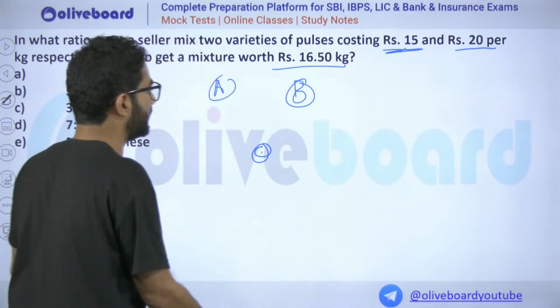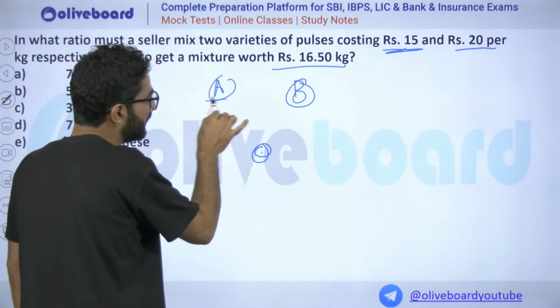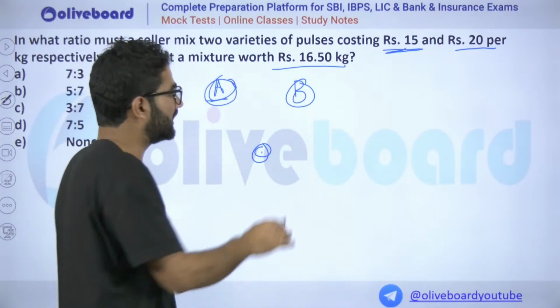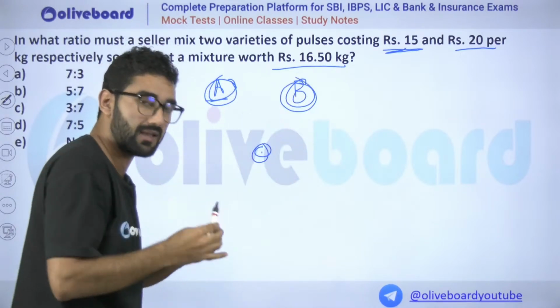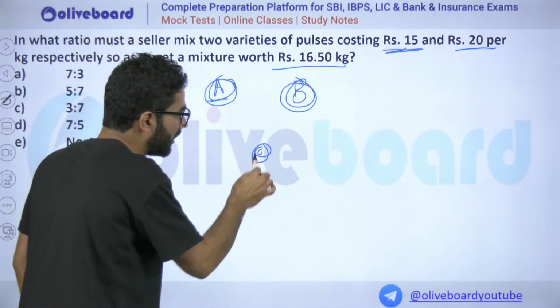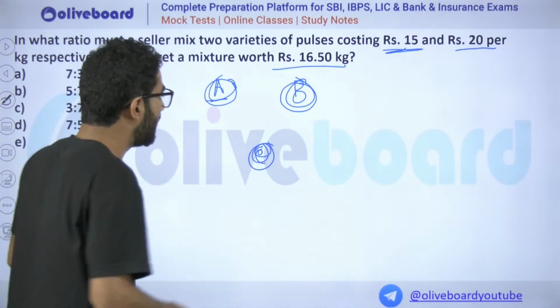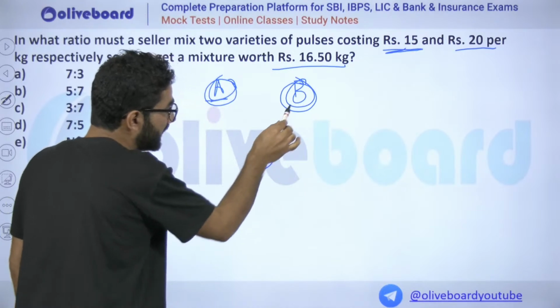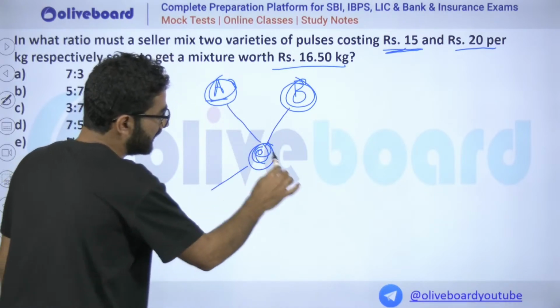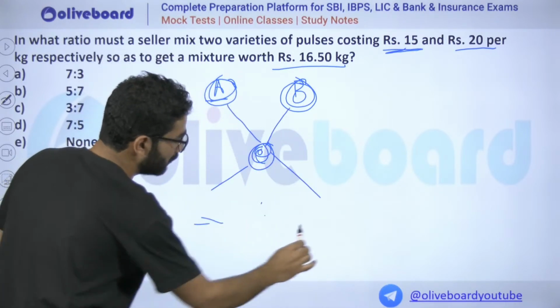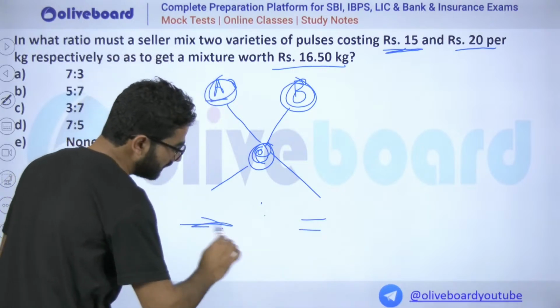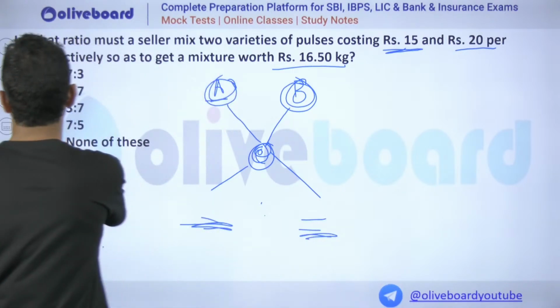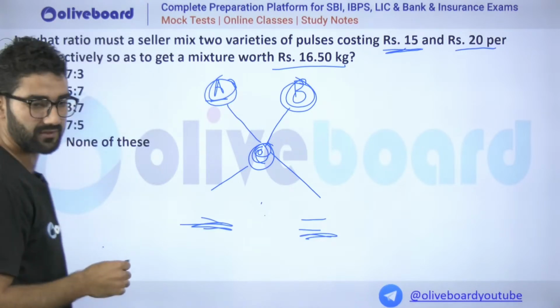What does alligation say? This will be mixture 1, this will be mixture 2. When they mix, they form a quantity C. So what we are going to do is, in order to find the ratio, it is nothing but this value to this value. How to find this value, how to find that value, is very important, my dear. I will explain for this question later.